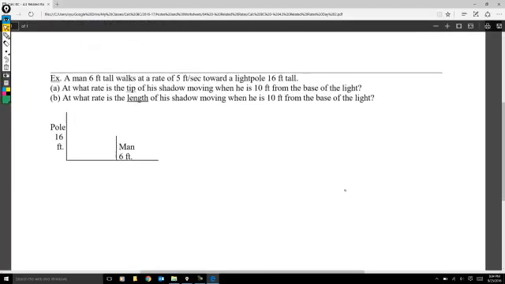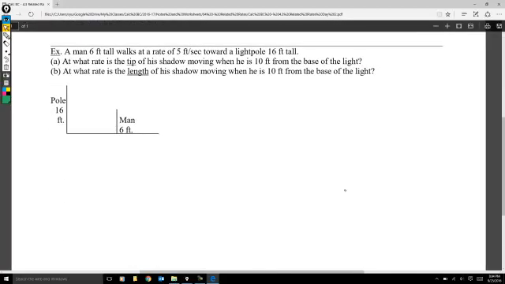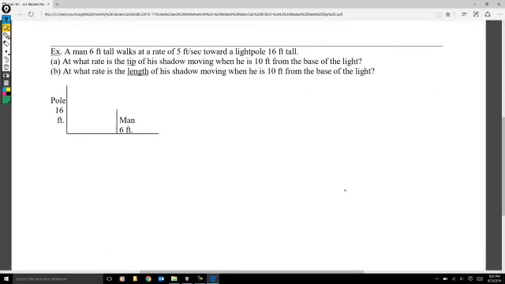Let's keep going. One more example. All right, I got a dude, he's 6 feet tall, walking at a rate of 5 feet per second towards a light pole. And I want to know a couple things about him. All right, so let's start with part A.